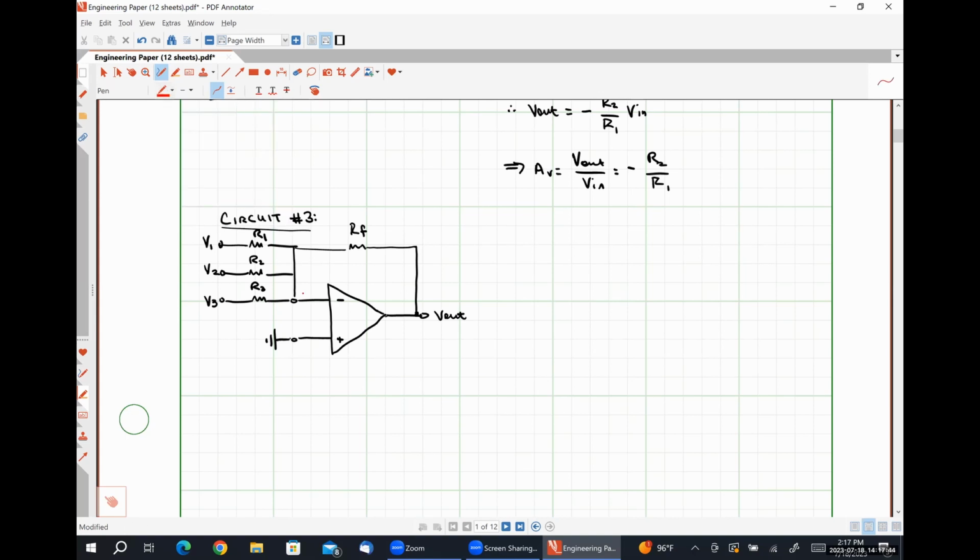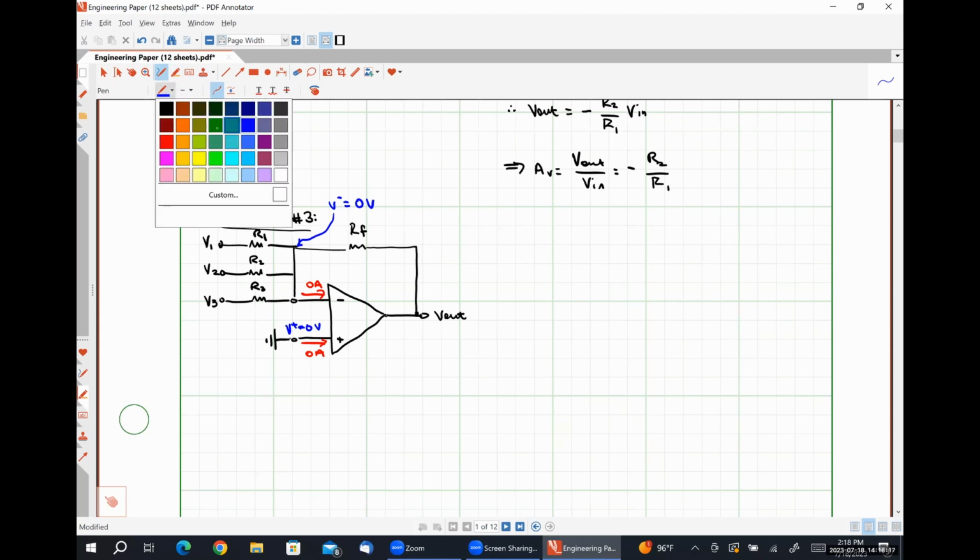So starting our analysis, we know that the currents flowing into our input terminals must be 0. So we can see by inspection that the voltage present at the non-inverting input terminal is 0 volts. Applying op-amp rule number 2, the voltage present at the inverting input terminal must also be 0 volts, since there can be no potential difference. And now I'm going to apply KCL.